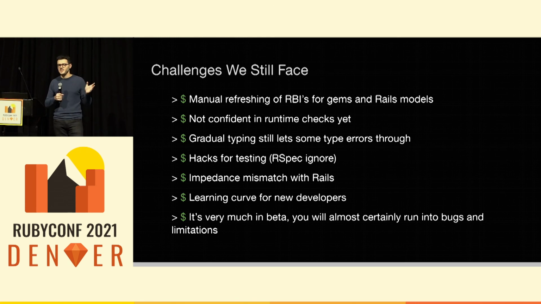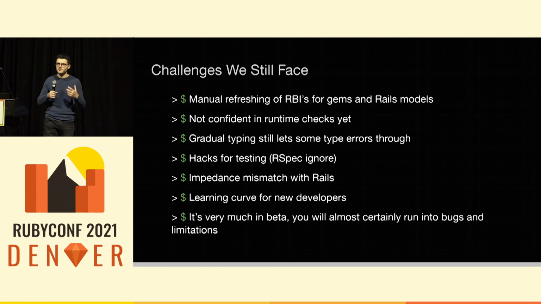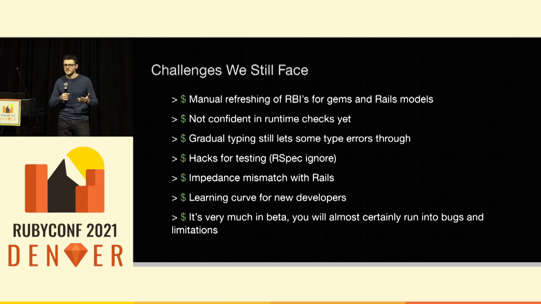RSpec is its own beast. If you use RSpec, basically I recommend that you ignore it entirely. Type information is kind of limited in these tests anyway, so we just basically ignore it. Rails is very dynamic, right? I think there's a big impedance mismatch that you have to fight to get it to work. And Sorbet Rails does an incredible job at facilitating this, but you'll still run into issues. I think some Rails concerns are still unsupported, for example. So you'll run into issues there.